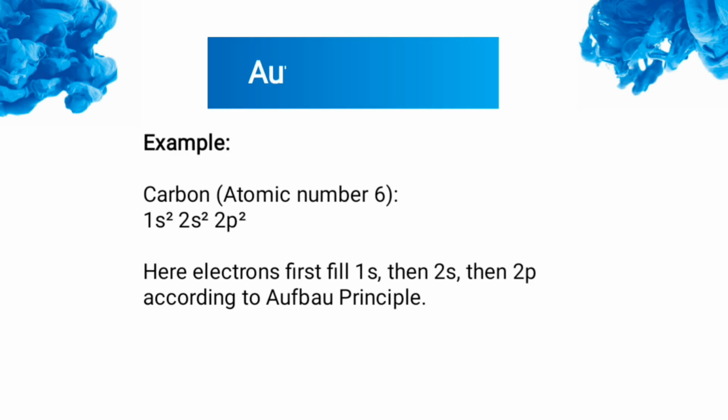Now, examples: carbon, atomic number 6, has the electronic configuration 1s2, 2s2, 2p2. But dear student, here electrons first fill 1s, then 2s, then 2p, according to the Aufbau principle.